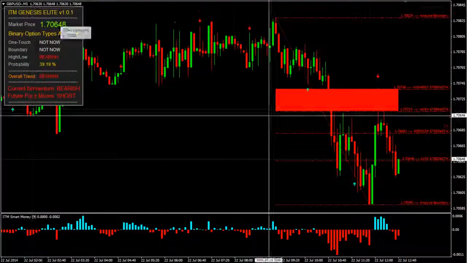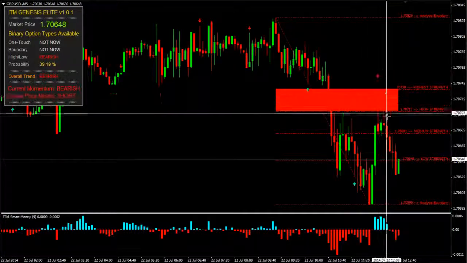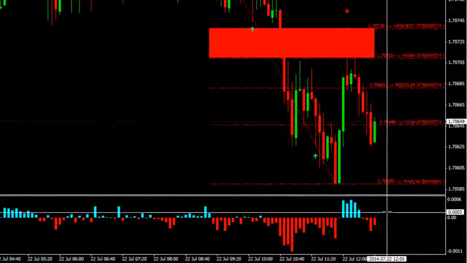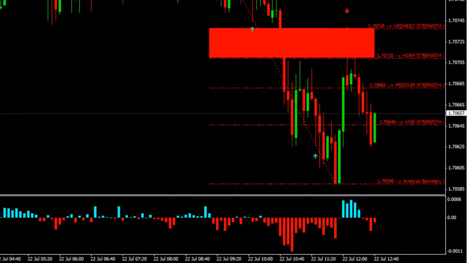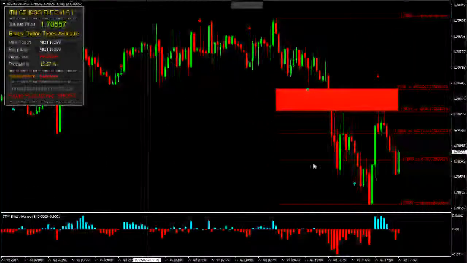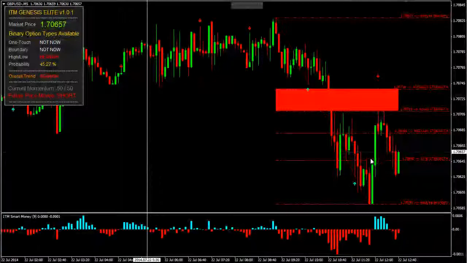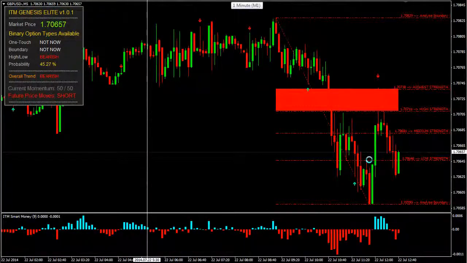Moving down a time frame to the M5, we're looking at a very strong reversal signal off of the highest probability short reversal zone that has bounced into the low strength boundaries, currently retracing at very low volume according to Smart Money, thereby indicating further short side momentum again. Now we're going to move to the 1 minute chart here.